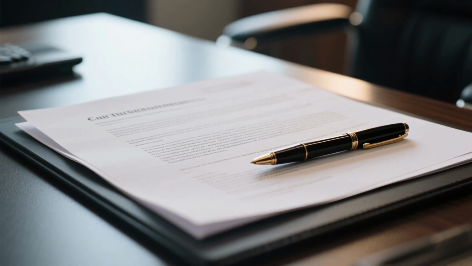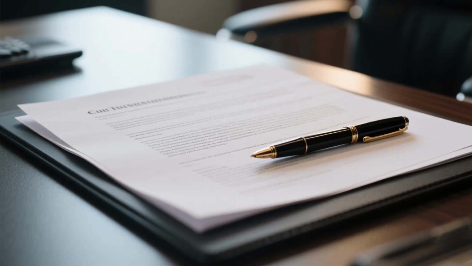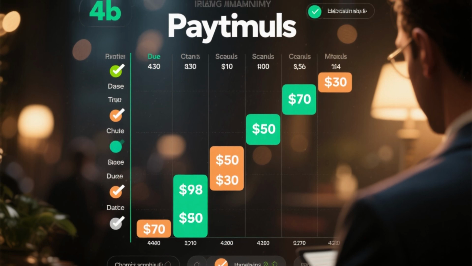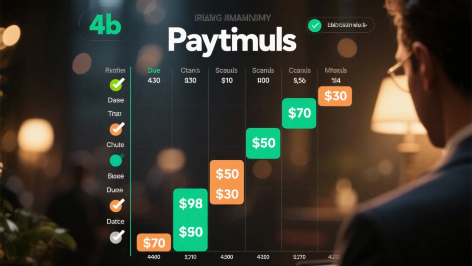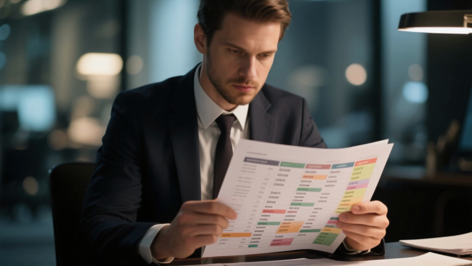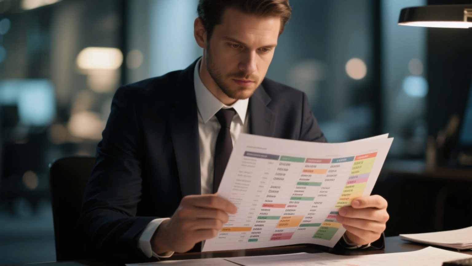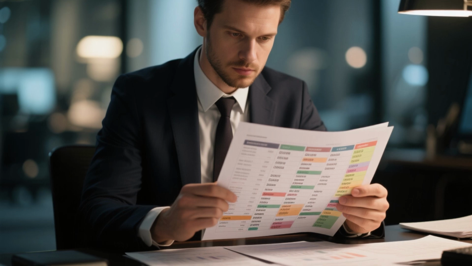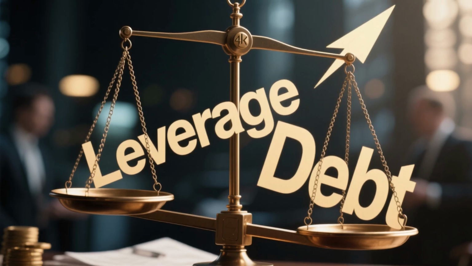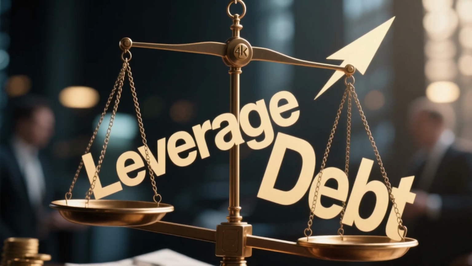A formal borrowing agreement is designed to create this clarity. It specifies the exact amount of each payment, the due date, and the total number of payments required to satisfy the debt. This information allows the borrower to integrate the debt obligation into their long-term financial planning. It is a tool for organization. In a business context, borrowing is often referred to as leverage.